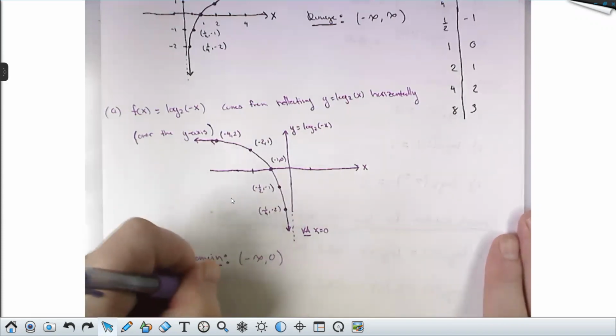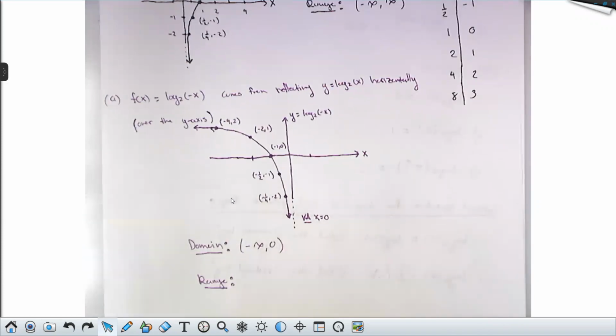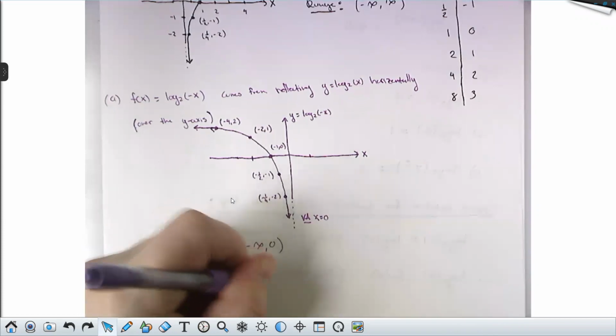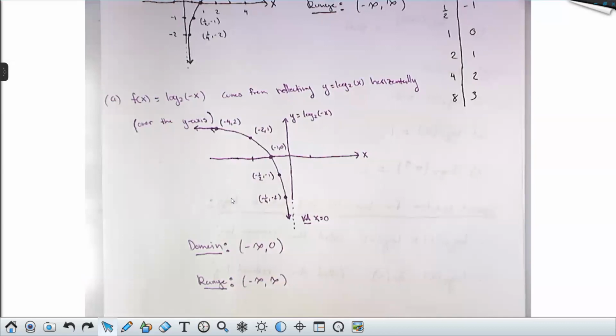What is the range? When I flip this over horizontally, does that do anything to the range? It would stay the same. Yeah, it stays the same. Still -infinity to infinity. I haven't done any sort of vertical stuff. All right, the only changes here are horizontal things that affect the domain.